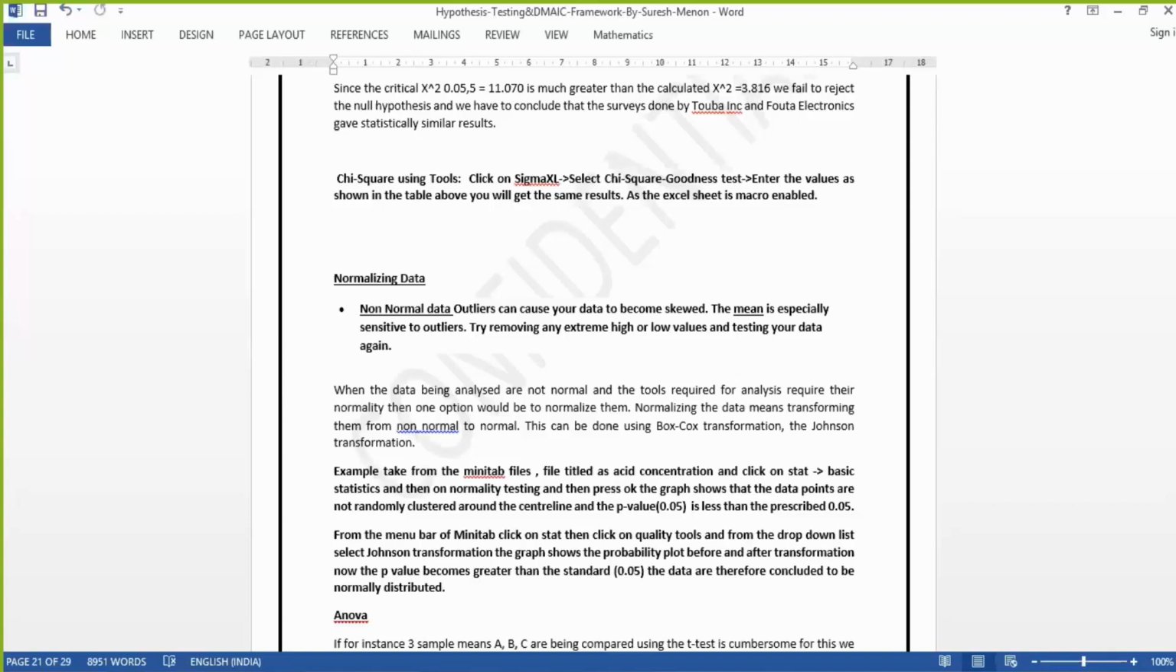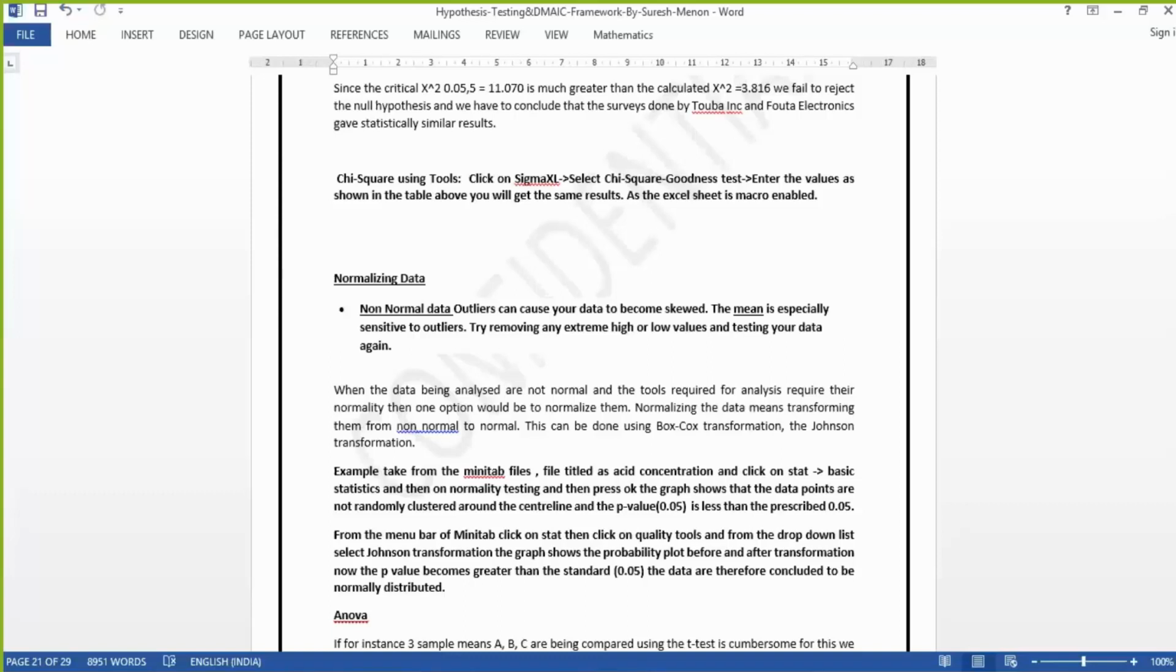When data being analyzed are not normal and the tools required for analysis require normality, then one option will be to normalize them. There are certain tools, for example the t-test, that require data to be normal. If the data is not normal, then that test cannot be carried out. So, how will you make the data normal?